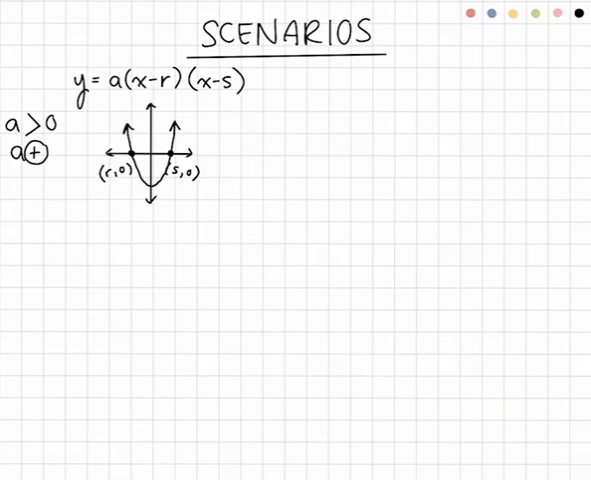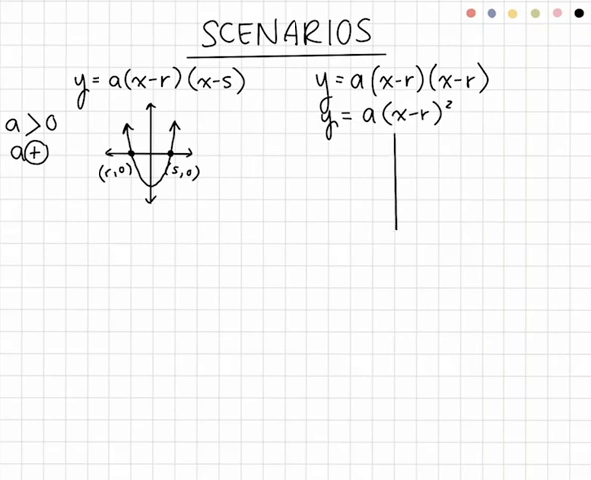There's another scenario we can have when a is positive, which we also saw today, which was y equals a(x minus r)(x minus r). Do you remember when we had x minus negative 3 and x minus negative 3? So really what that is, is y equals a(x minus r) squared. If you come across that situation, you know that you have actually found the vertex. So it's going to look something like this, r and 0.